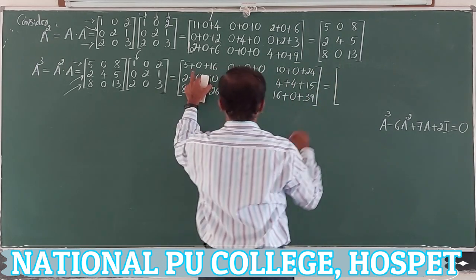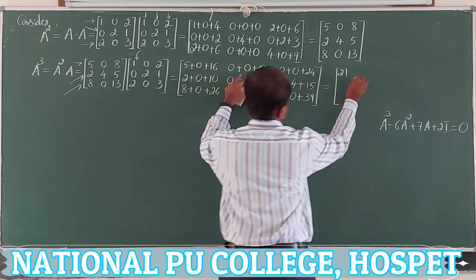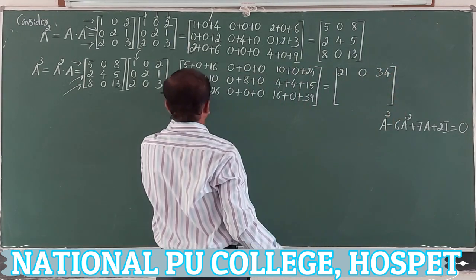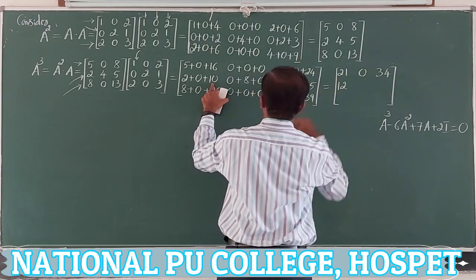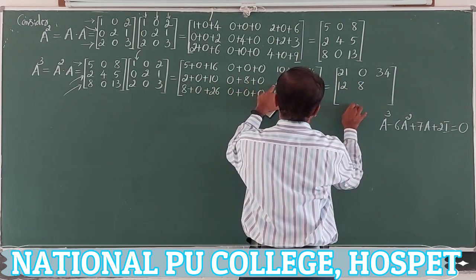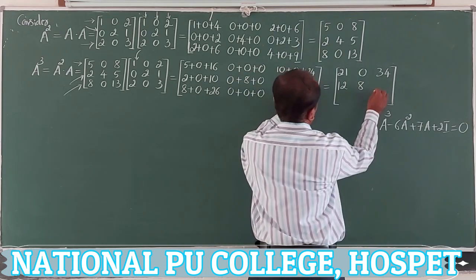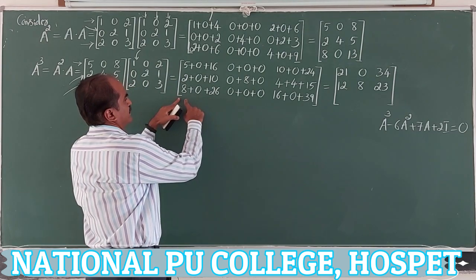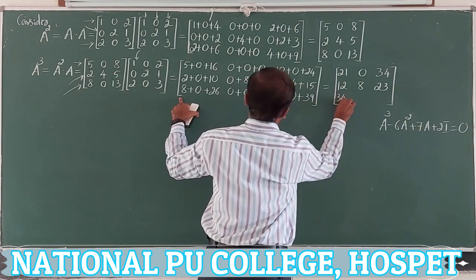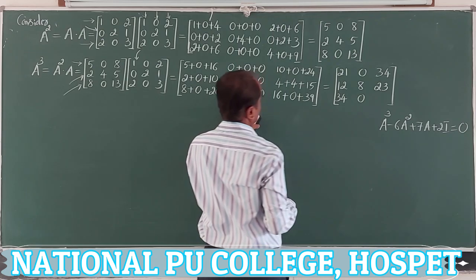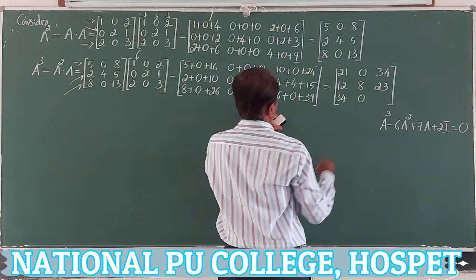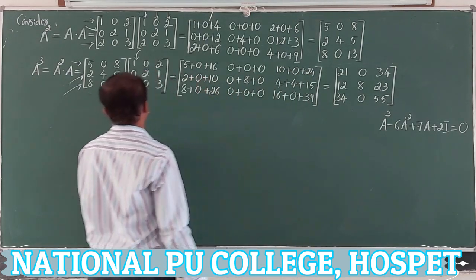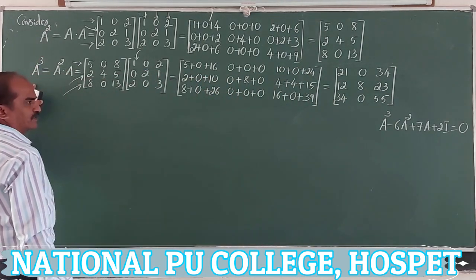First row elements, 16 plus 5, 21, 0, 34. Second row elements, 2 plus 10, that is 12, 8, 4 plus 4, 8, 8 plus 15, 23. Now, 26 plus 8, 34, 0, 39 plus 16, it is 55. Now, we are ready with A square, A cube.